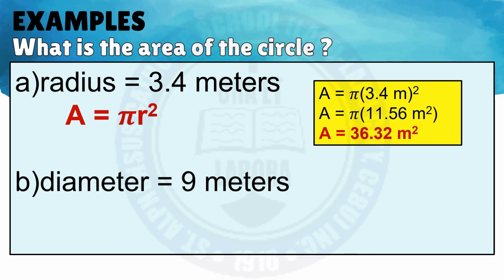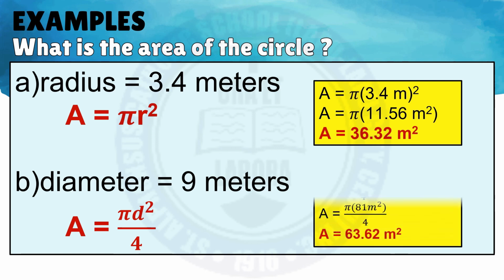The next example, if the given diameter is equal to 9 meters. So in this case, we will be using the formula A equals pi times d squared all over 4. So A here is equal to pi times 9 squared divided by 4. So A is equal to pi times 81 all over 4. Therefore, A is equal to 63.62 square meters.